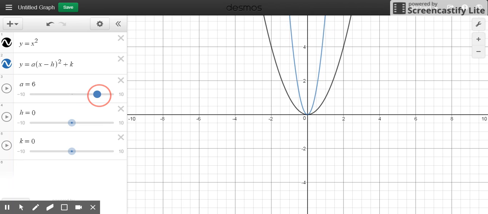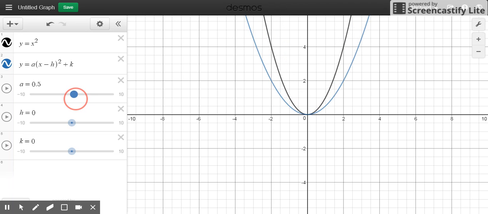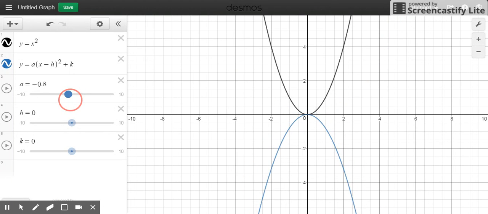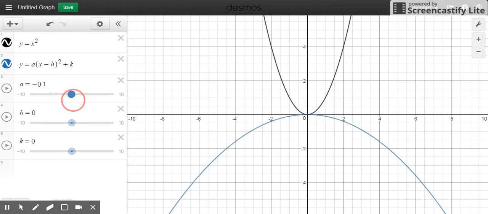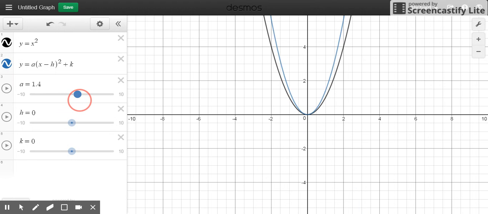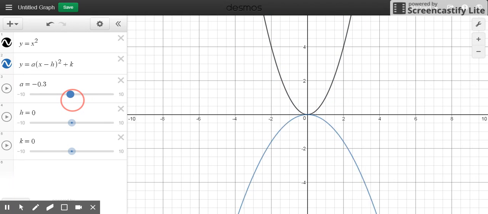Whoa, it gets really skinny. All right. And as we move it, it's flattening out. There we go, getting less than 1. And then what happens when we go negative? Whoop! There you go. It flips to the other side of the graph. So again, there's the positive, and negative. Positive, negative, positive, negative. Now you see why I like to make this graph dance.